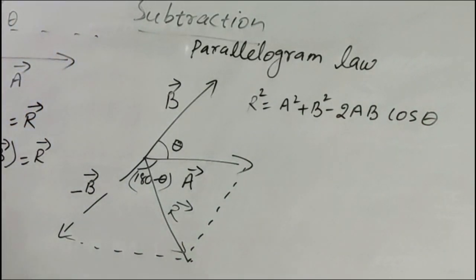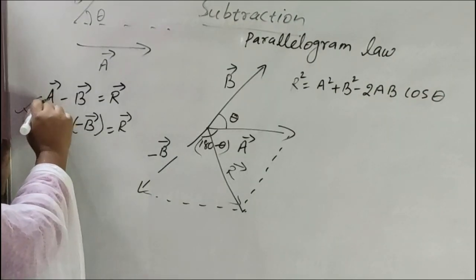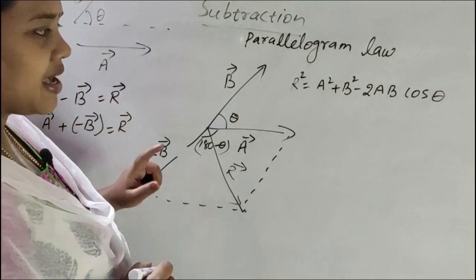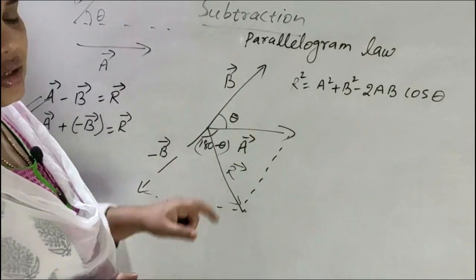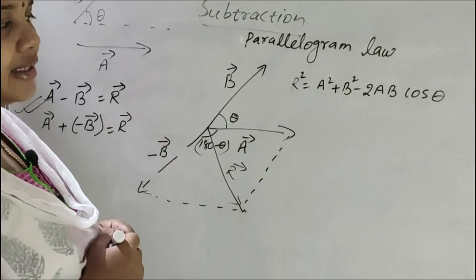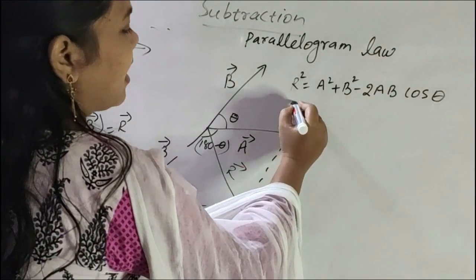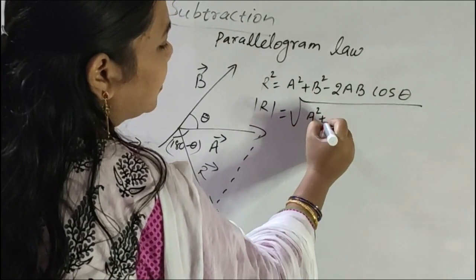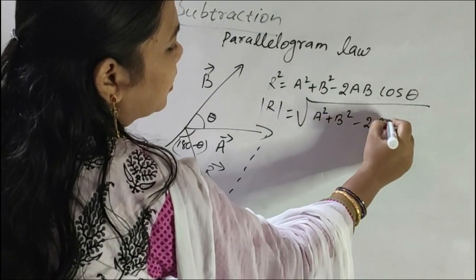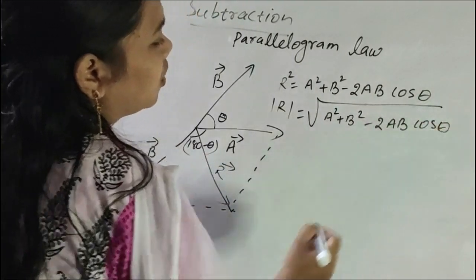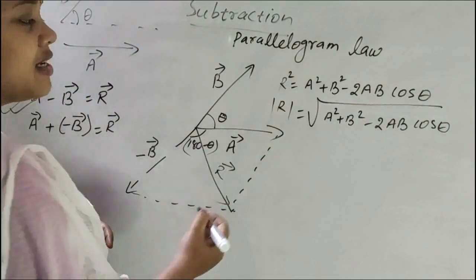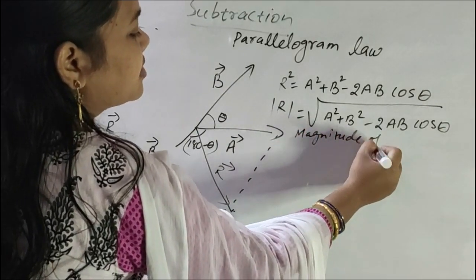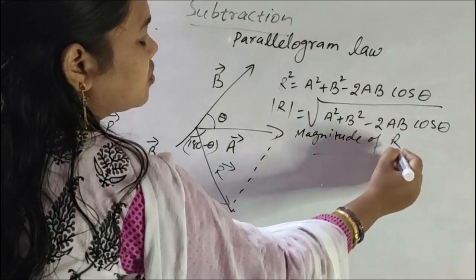Now, in the case when vector A minus vector B is equal to the resultant vector, R squared is equal to A squared plus B squared minus 2AB cos theta. Then R is equal to what? The magnitude of R is the square root of A squared plus B squared minus 2AB cos theta. Okay, now children, what is this? This is the magnitude of the resultant vector.